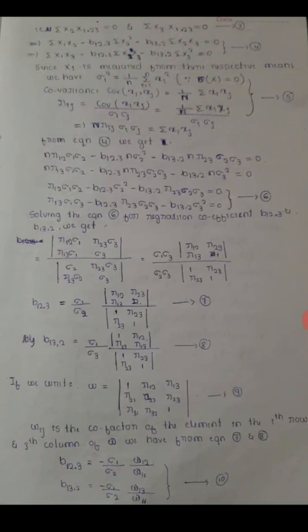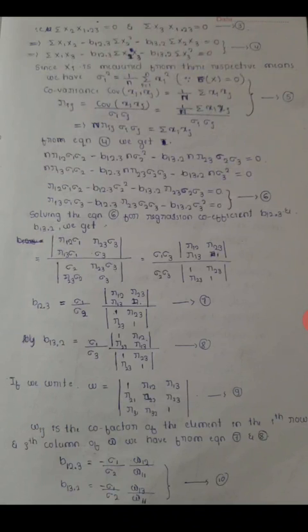Summation x2 x1.23 is equal to 0 and summation x3 x1.23 is equal to 0, that is equation number 3. This implies summation x1 x2 minus b12.3 summation x2 square minus b13.2 summation x2 x3 is equal to 0, and summation x1 x3 minus b12.3 summation x2 x3 minus b13.2 summation x3 square is equal to 0. That is equation number 4.